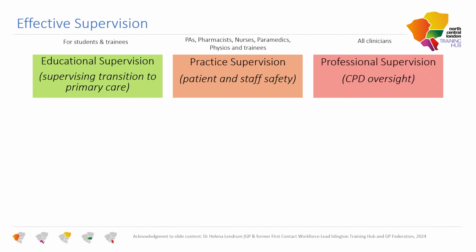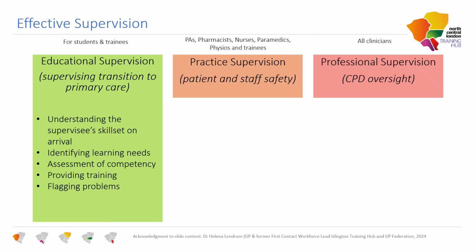Educational supervision is about helping a person to transfer skills into primary care to ensure standards are being reached before a person reaches a recognised qualification, and thus ensure clinical safety and standards going forwards. So good educational supervision looks like understanding what capabilities someone is arriving with, understanding what skills they need to obtain, assessing whether this is being achieved, and being able to provide training or flag a problem if it isn't.